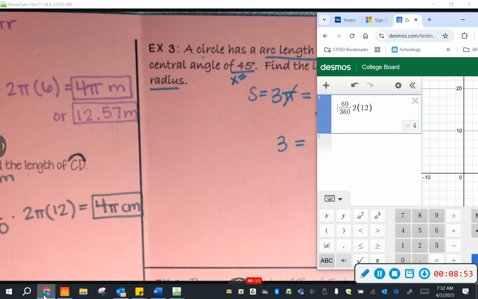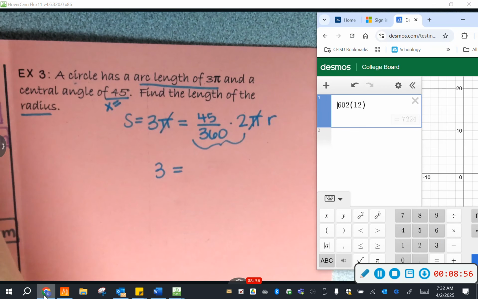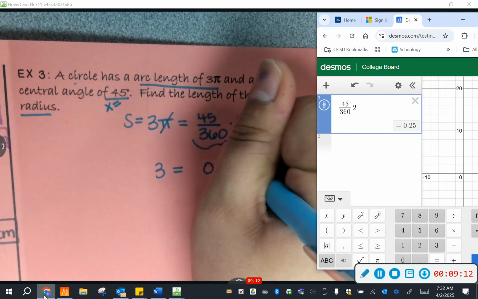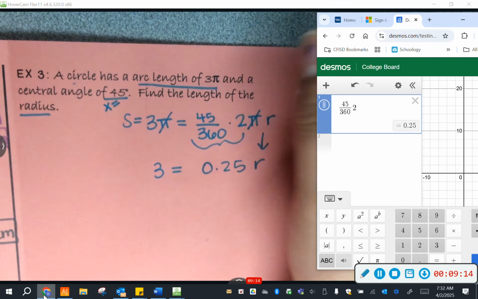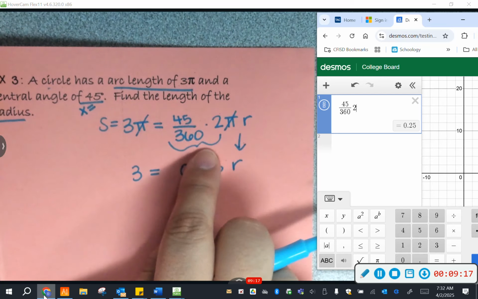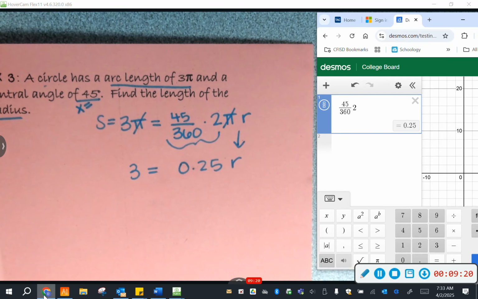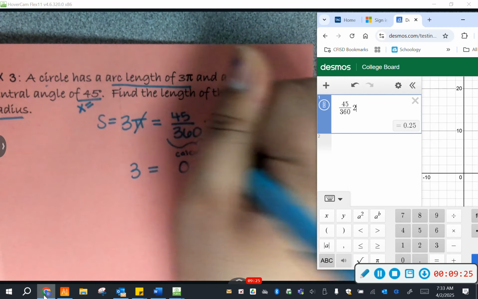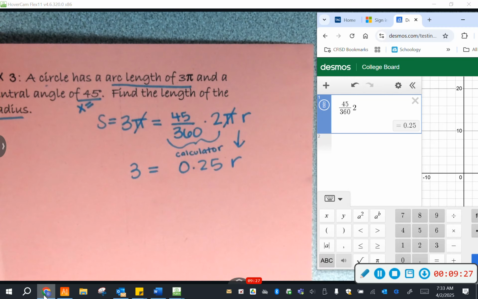So, what do we got? What is 45 divided by 360 times 2? We don't have R, so I don't include R. So what did I get? 0.25, and I'm going to bring down the R. I just put that in my calculator. Write that down if you need to, so when you're looking at stuff later, you're like, I don't know what I did. We put it in our calculator.